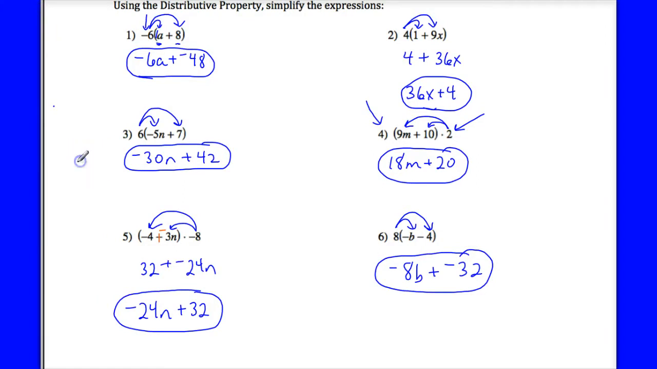Number 3, did you get negative 30n plus 42? You should if you multiplied 6 times negative 5 and 6 times 7. And just do not add those terms together. Don't put them together. You can't do that. Just picture the algebra tiles, different shapes. You cannot add them together. Number 5, I got negative 24n plus 32. And for number 6, I got negative 8 plus negative 32. Or you might have said negative 8 minus 32, which is really the best answer, but I'm not that picky about that.